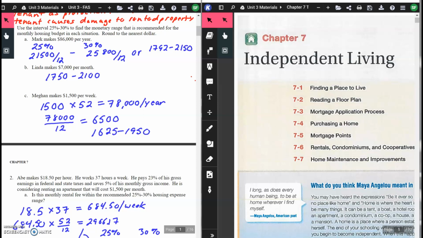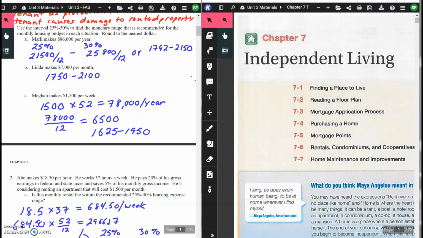You're going to take each number, the $21,500, divided by 12, and the $25,800 divided by 12. That'll give you a monetary amount. So at 25% it would be $1,792, and at 30% it's $2,150. It's asking you to use the monetary range, so he can spend somewhere between $1,792 and $2,150 on rent.